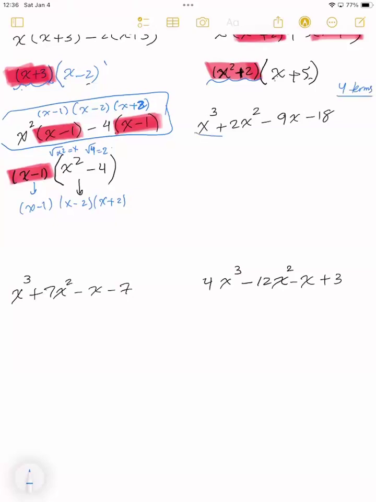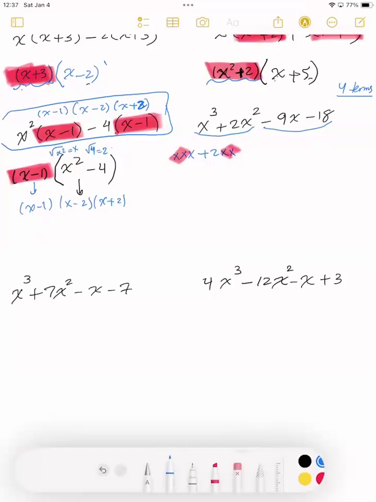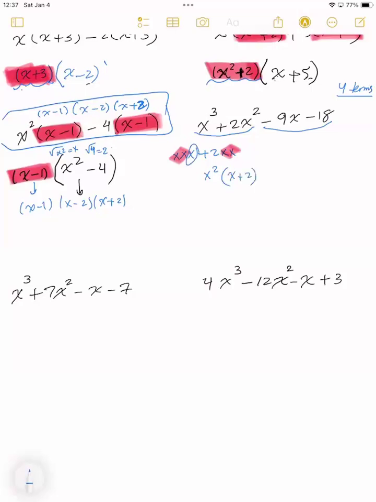You pair up the first two and you pair up the last two. You say, what is the common factor for the first two? So look, I have x cubed and 2x to the power 2. I look for the greatest common factor for these two. I see that they both have x to the power 2 as a common factor. x to the power 2 times x gives me x cubed. The leftovers are x plus 2.